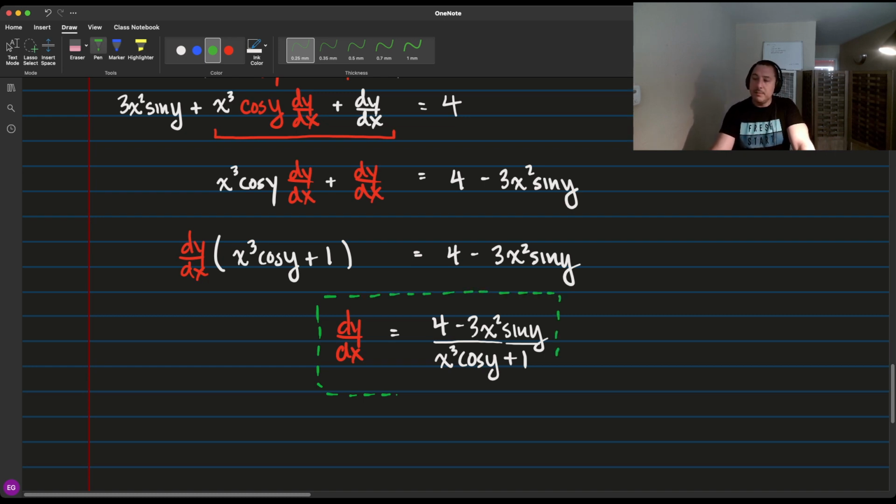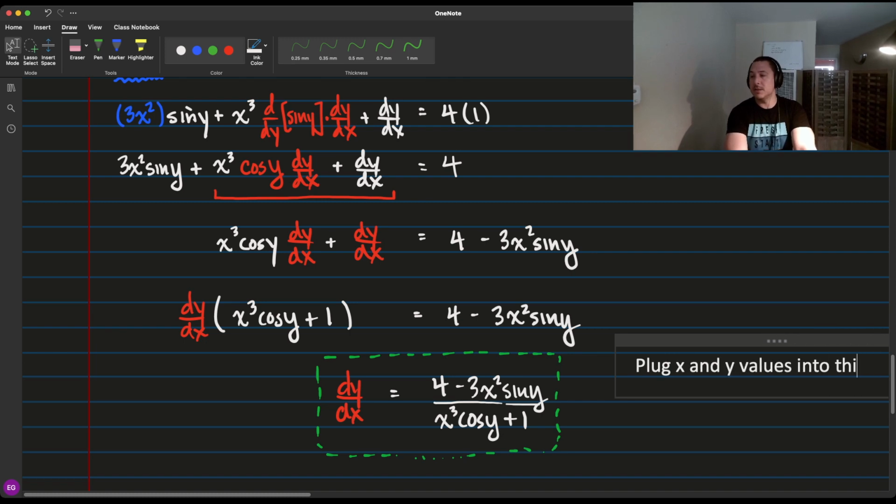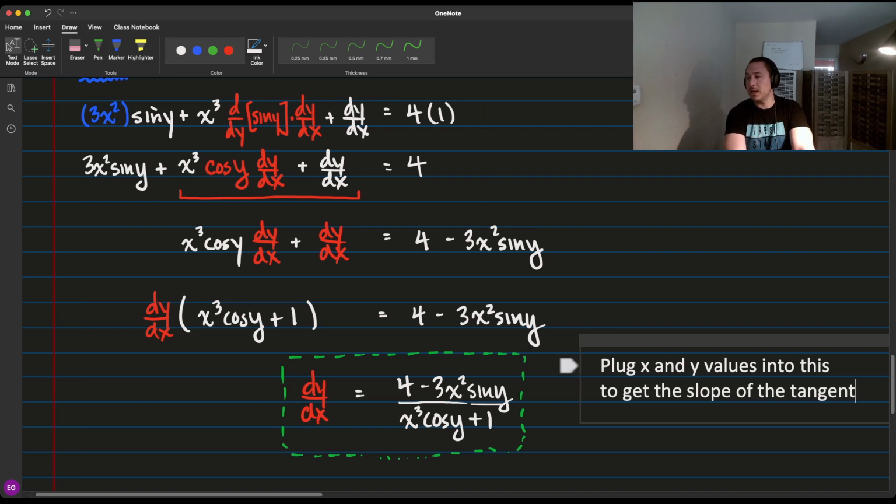So if I was to take a point on the graph of my original function and plug those x and y values into this formula, I would get the slope of the tangent line at that point. So let's set that down. Plug x and y values into this to get the slope of the tangent line.